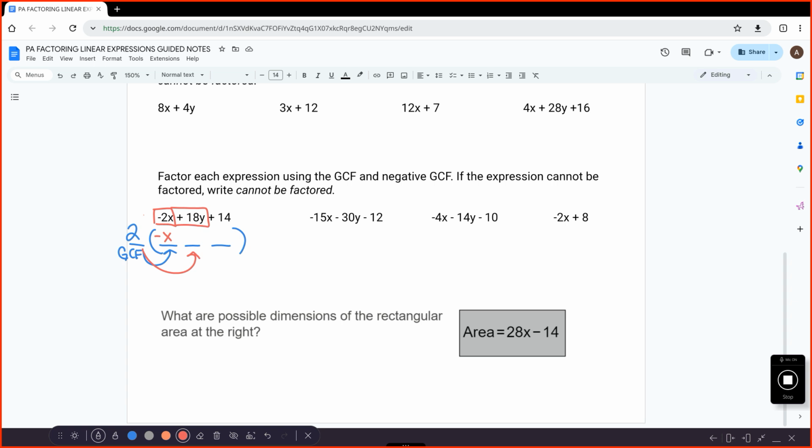So like for this term, 18y divided by 2 gets you a positive 9y. And then we have here positive 14 divided by 2 gets you positive 7. So your answer for this, for the GCF, would be 2 parentheses negative x plus 9y plus 7.